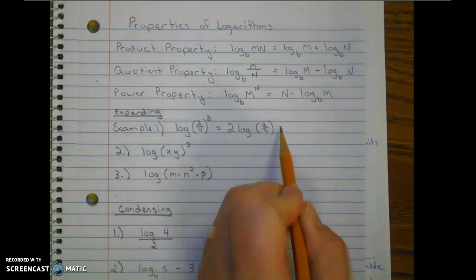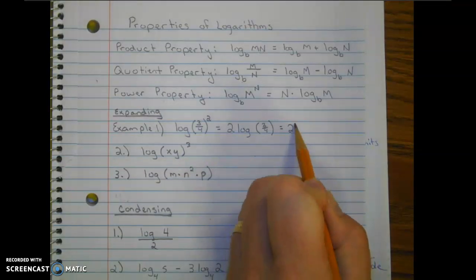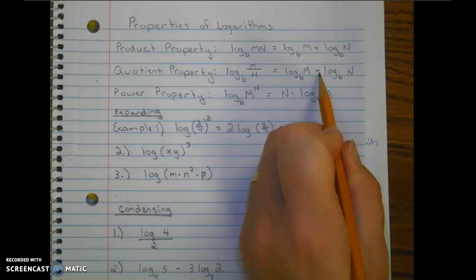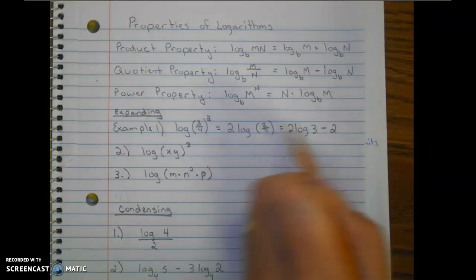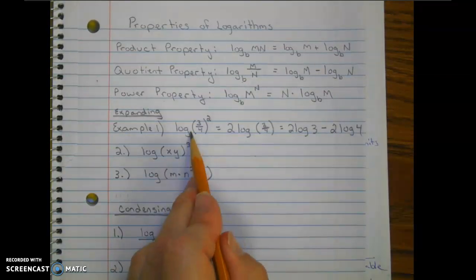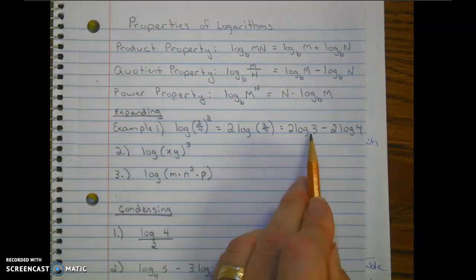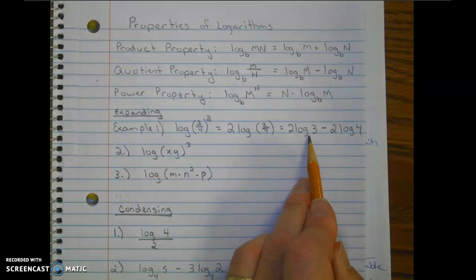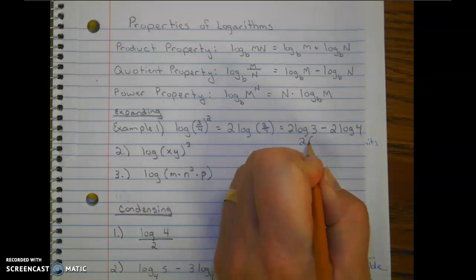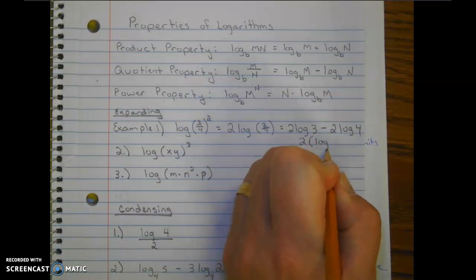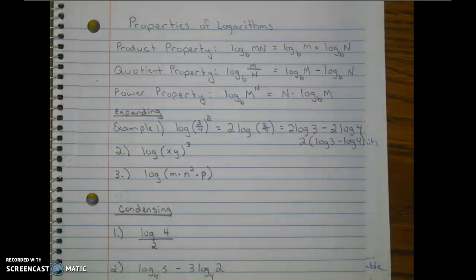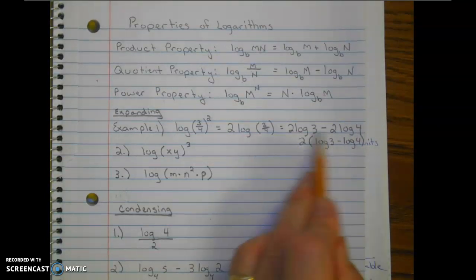So when we expand this out, we're going to have 2 log of 3. And then since we're dividing, we're going to subtract 2 log of 4. Remember, the base, when there's no number here, is 10. So this is a base 10, and it's called a common logarithm. Okay, so that's one way you could write that answer. Another way you could write this answer is using a grouping symbol. That would be the same thing. We would just distribute the 2, and we'd have that.